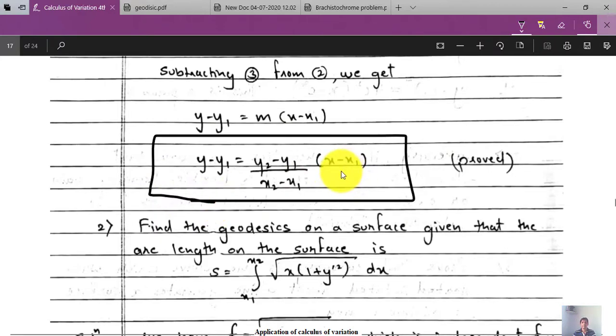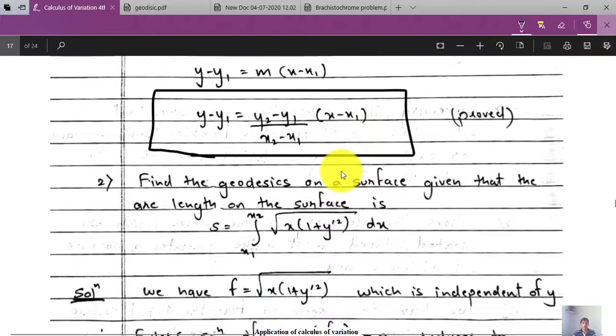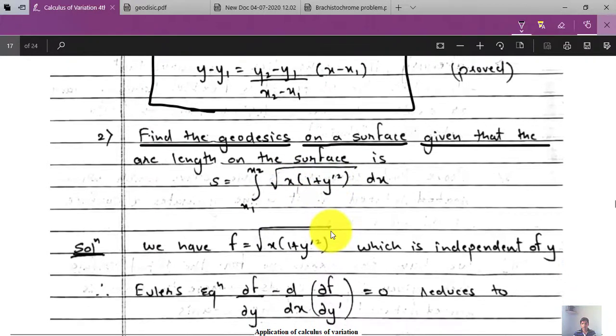Okay, fine. Now let me have my second problem, and that is to find the geodesic on the surface, given that the length on the surface is s equal to the integral from x1 to x2 of the square root of 1 plus y prime square.